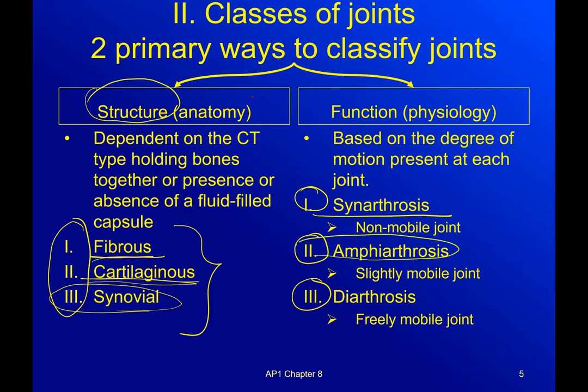Amphiarthrosis are slightly mobile joints. Slightly mobile joints would be like the joint that is between the two bones in your forearm. They do move slightly, but it isn't a lot, and it isn't intentional. It's more about how they are put together and how they're held together. Diarthrosis are freely mobile joints. So your elbow, your wrist, your fingers, your hips, your knees, anything that moves around is considered a diarthrosis.